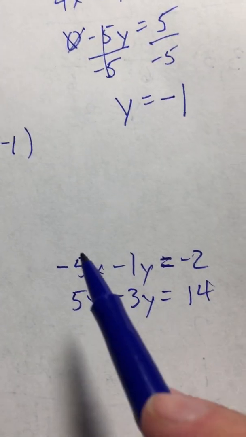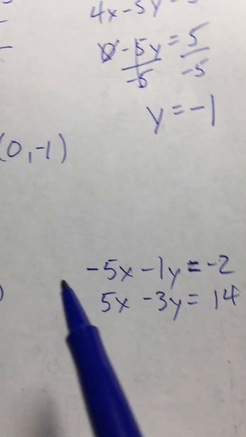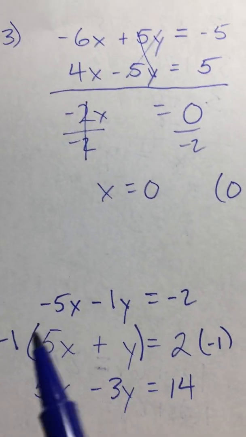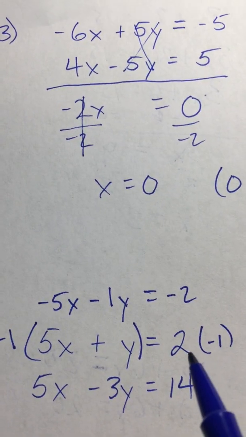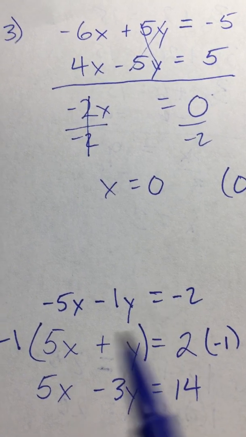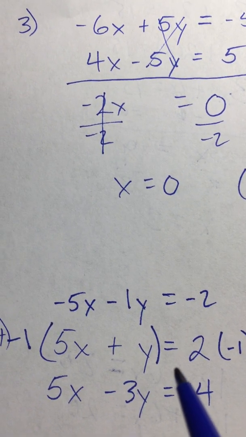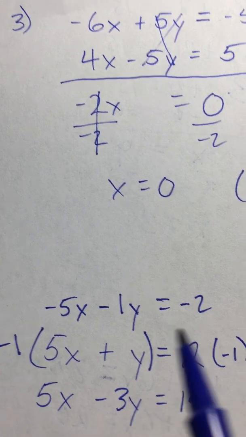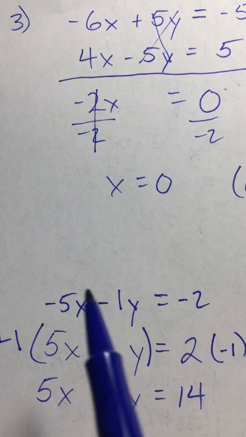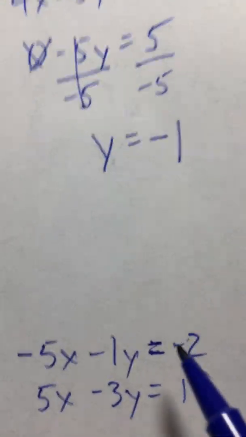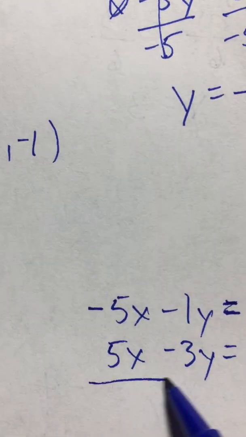So if they don't come already with something disappearing when you add them up, then you have to change one of the equations by doing something to both sides of the equation. And there's always a variety of things that you can do to make them to where something will disappear when you add them together. So I multiplied the left side by a negative 1, and I multiplied the right side by a negative 1, and rewrote it up here as this.